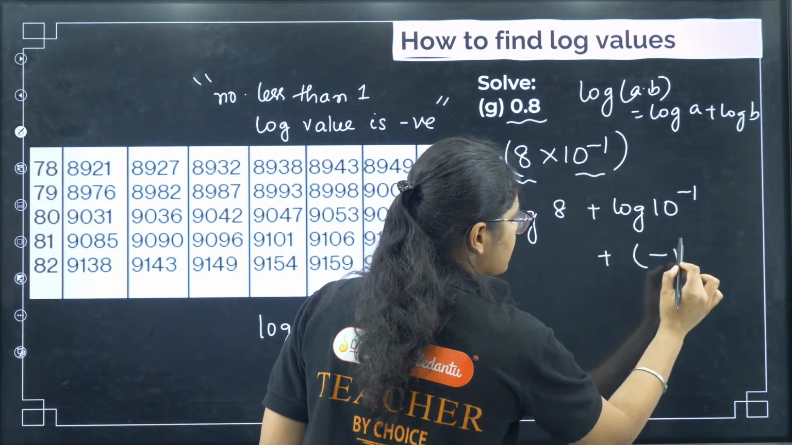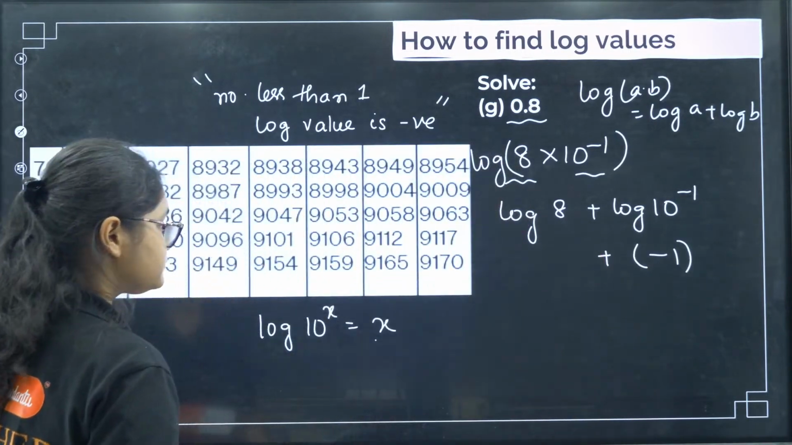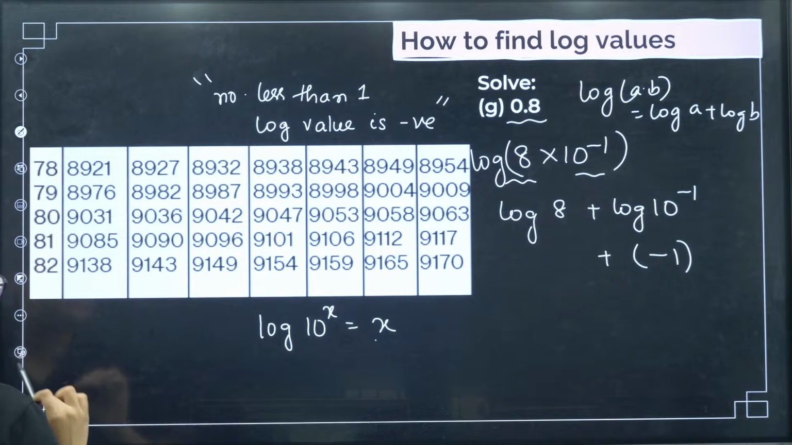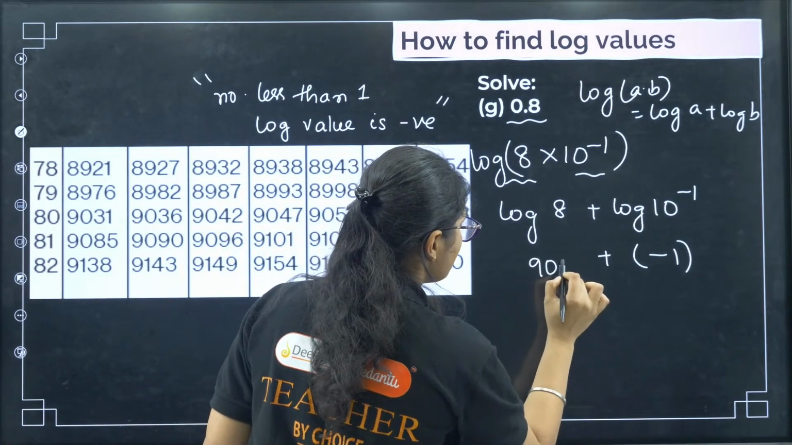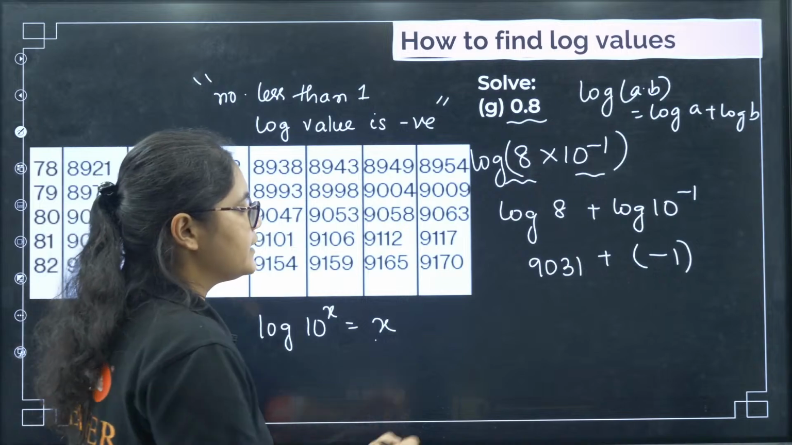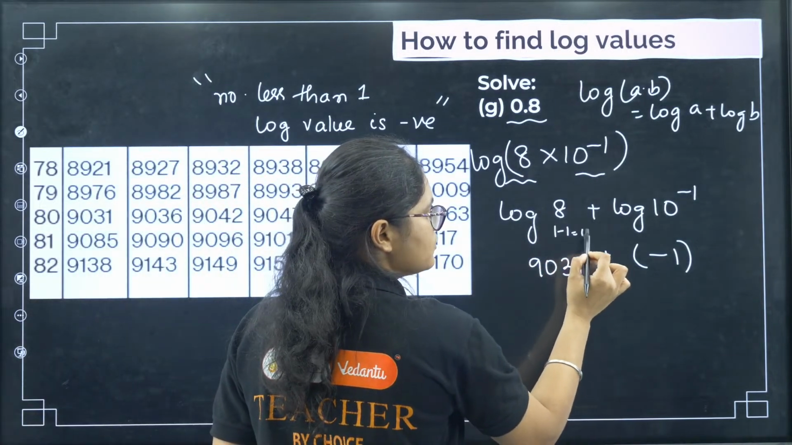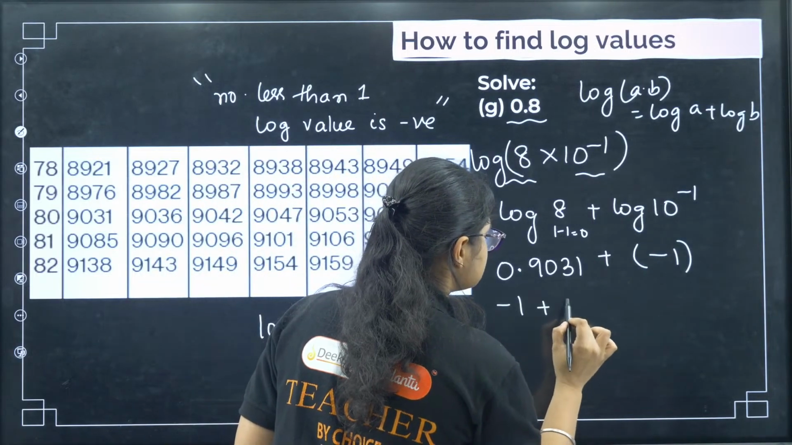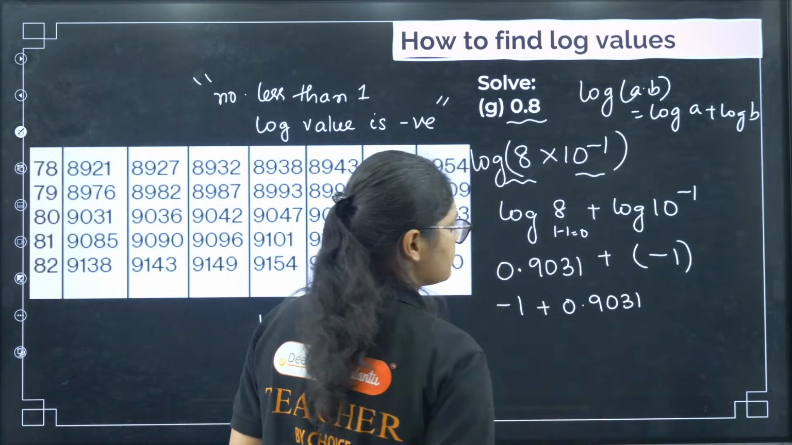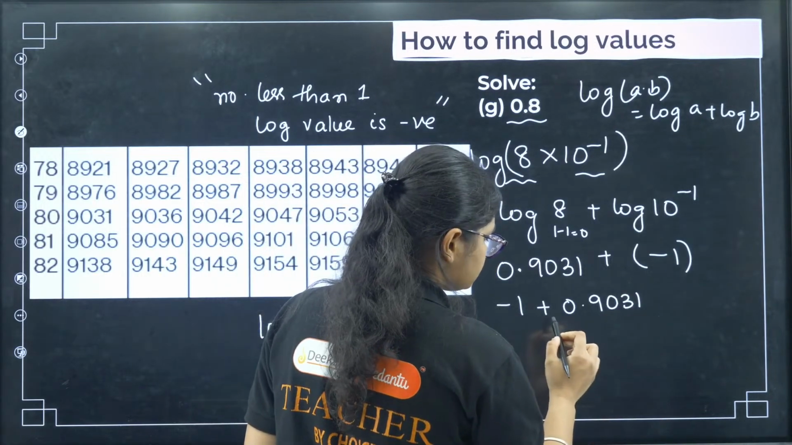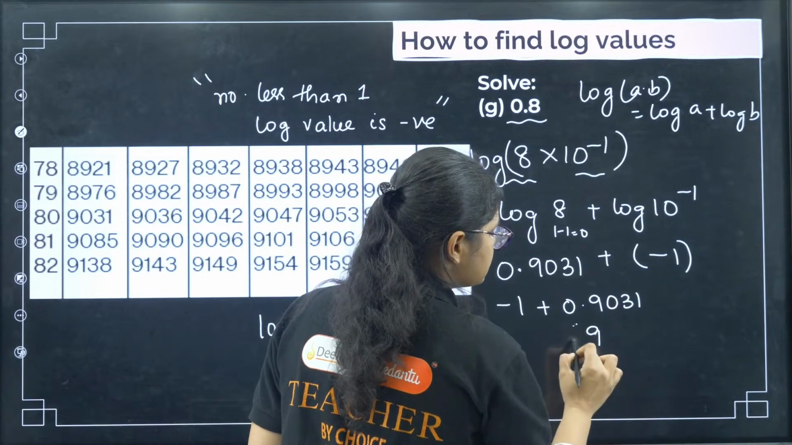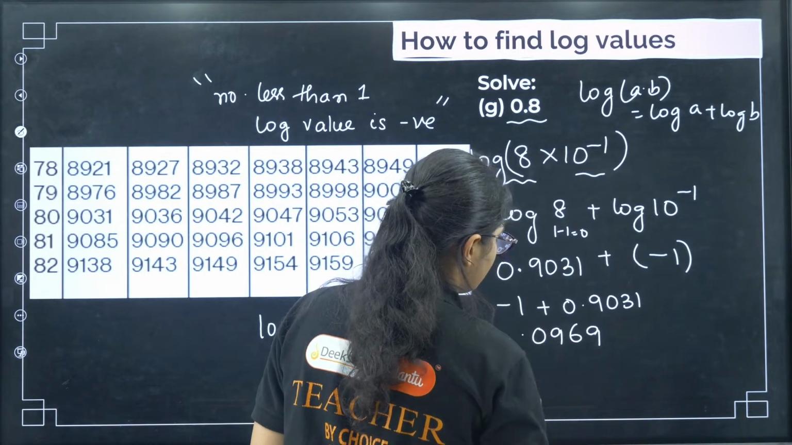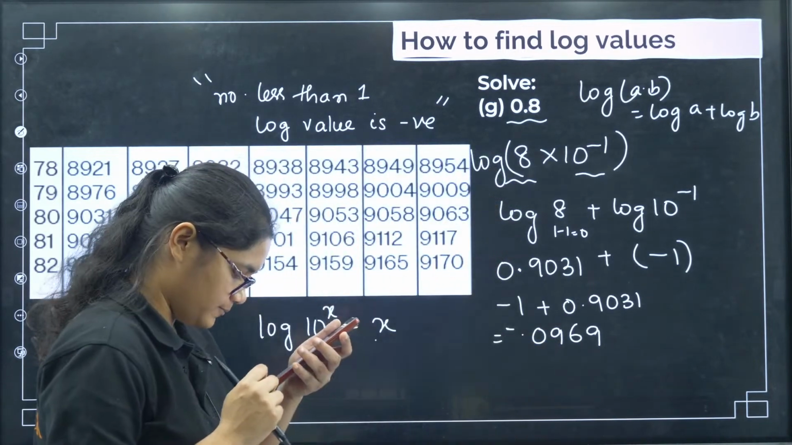Plus, for this one, how to find out? You have to find out for 8. For 8 I need 80, 9031 is there. Now there is only one number, 1 minus 1 is 0, so I'll put 0.9031. So I have to subtract minus 1 plus 0.9031. Now what will I get here? 10 minus 1, 9. 9 minus 3, 6. 9 minus 0, 9. So 0.0969.